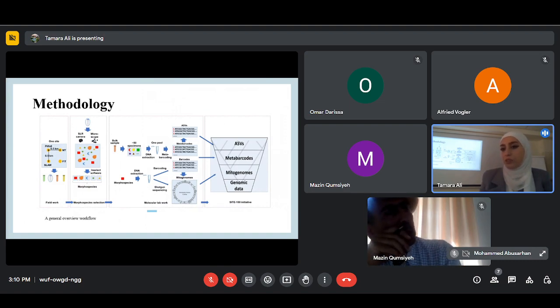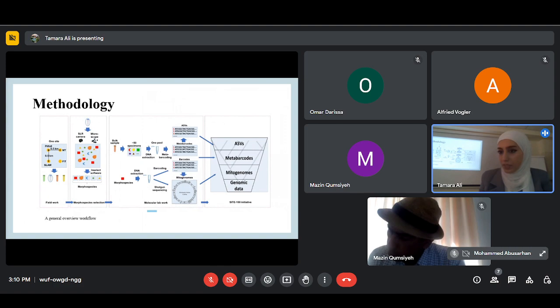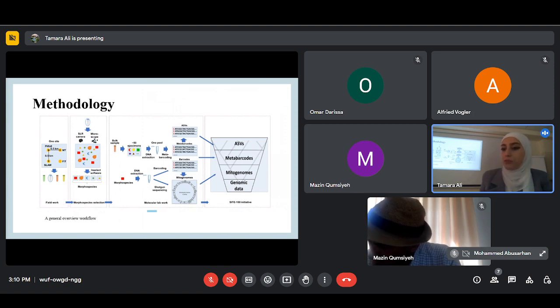The laboratory of Dr. Alfred Vogler has a specific methodology they use, and this figure summarizes this methodology that we use, because based on the literature they established the methodology for DNA metabarcoding of Coleoptera. That laboratory of Dr. Alfred is building a global Coleoptera tree and phylogeny from different countries, and they decided to add Palestine.